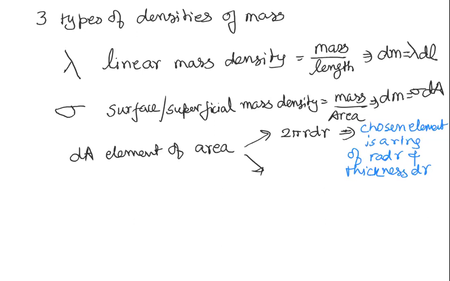So dm is equal to sigma dA. dA is the element of area, and it is either going to be 2 pi r dr, that is, the chosen element is a ring of radius r and thickness dr. Okay. Now, what is happening here? You remember I told you the story about the marble and the paint. तो मैंने एक मार्बल लिया, उसके ऊपर वाइट पेंट किया, फिर उसको रख दिया, फिर अगले दिन आके ब्लू पेंट किया, फिर रख दिया, फिर अगले दिन आके रेड पेंट किया, फिर रख दिया, and so on and so on.